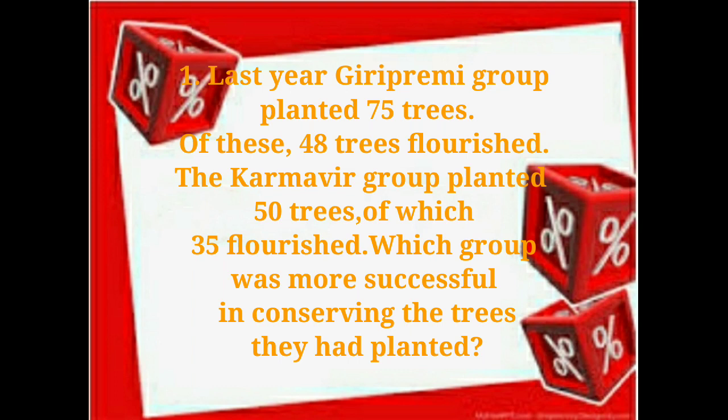Now the number of trees each group started with is different. Hence we have to compare the surviving trees in each group to the number of trees planted by them. For this comparison, it would be useful to find out for each group the percentage of the trees that survived. To do that, we'll have to find the ratio of the surviving trees in each group to the number of trees planted by them and then multiply the ratio obtained by 100 to get the percentage of surviving trees.